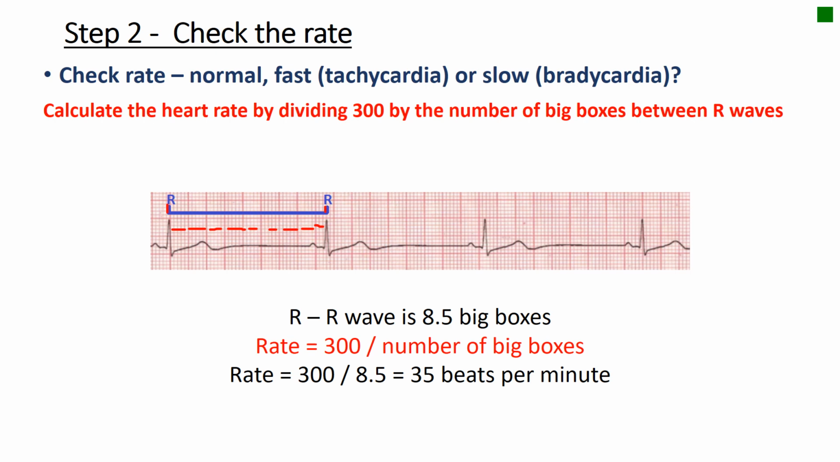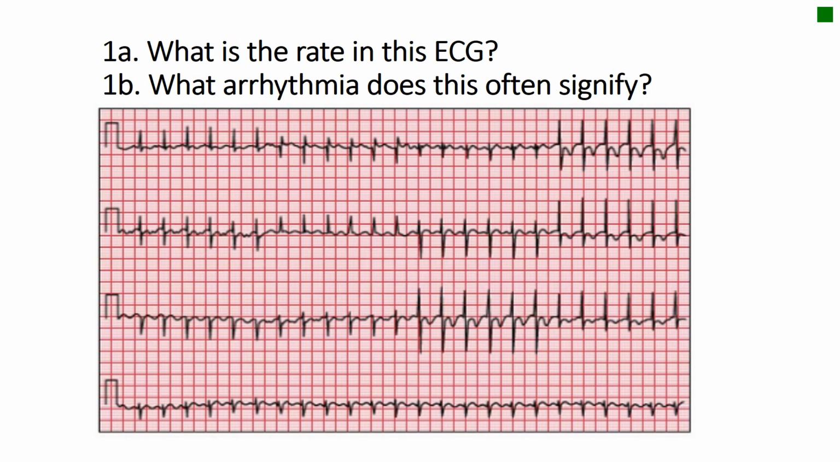So the simple calculation is to have the number 300 divided by the number of big boxes, assuming that the paper speed is 25 millimeters per second. And then that gives you the beats per minute, which in this calculation is 35 beats per minute. Now, as you're probably aware, anything below 60 beats per minute is what we determine bradycardia. So this is a patient in sinus bradycardia. And what about this ECG?